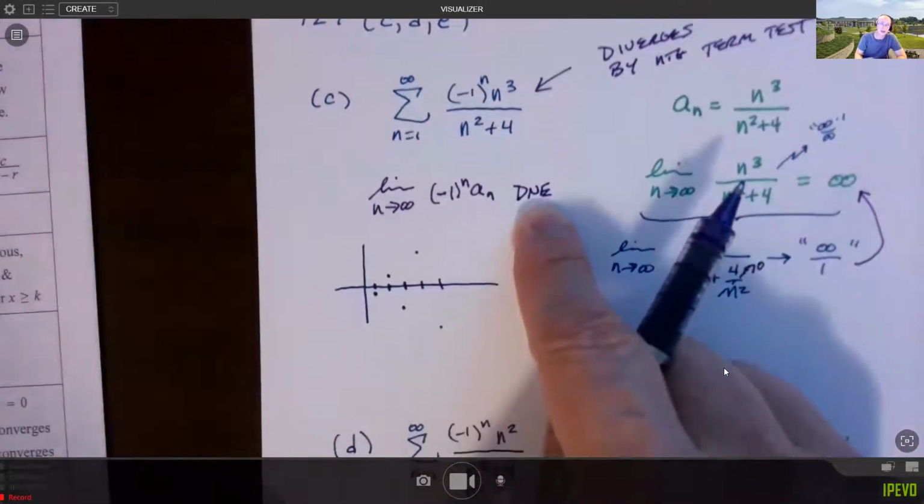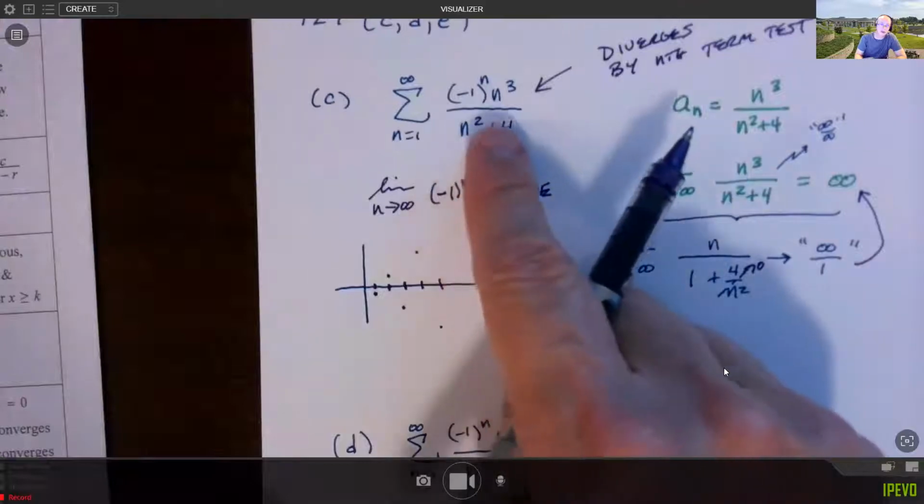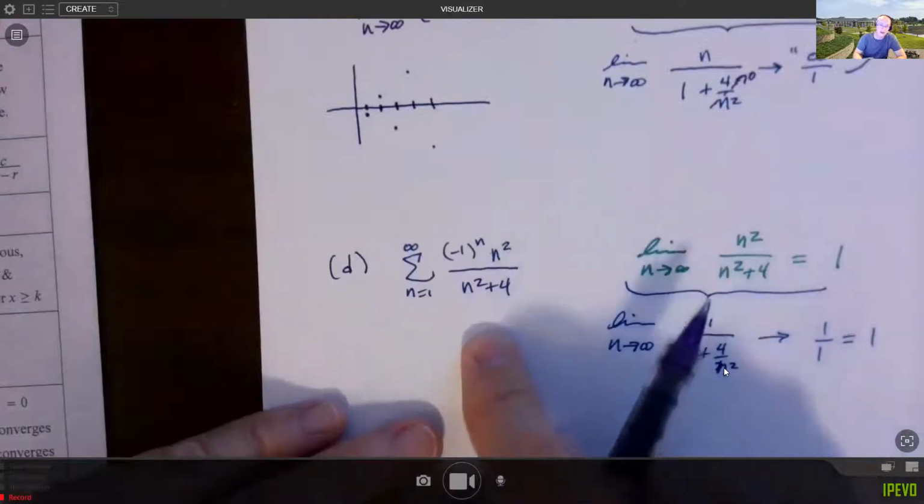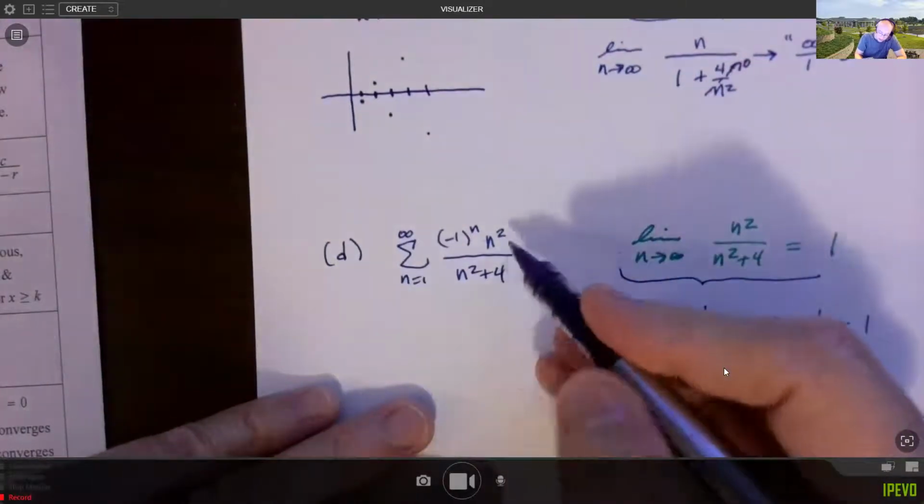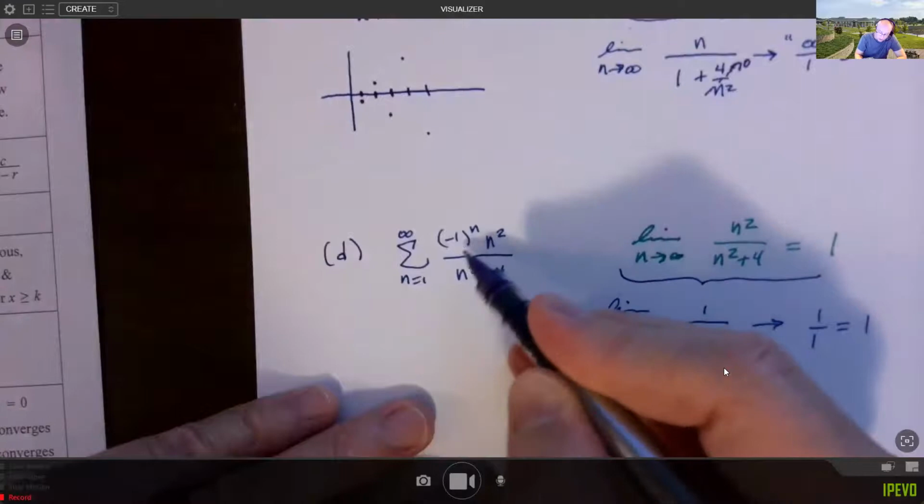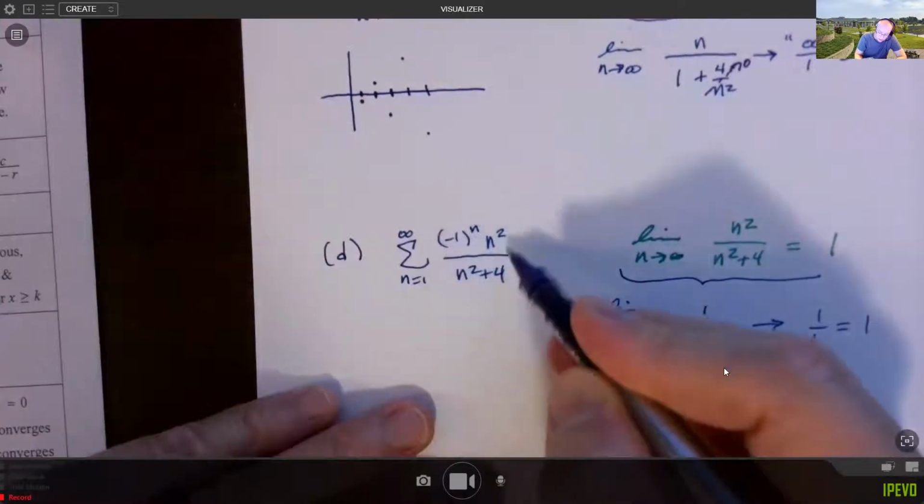Okay, now let's look at D. D is very similar to C. The only difference is that instead of n cubed up here, we have n squared. You can see that there. Everything's the same. So let's look at the a sub n this time, just the positive portion, the rest is alternating. n squared over n squared plus 4.